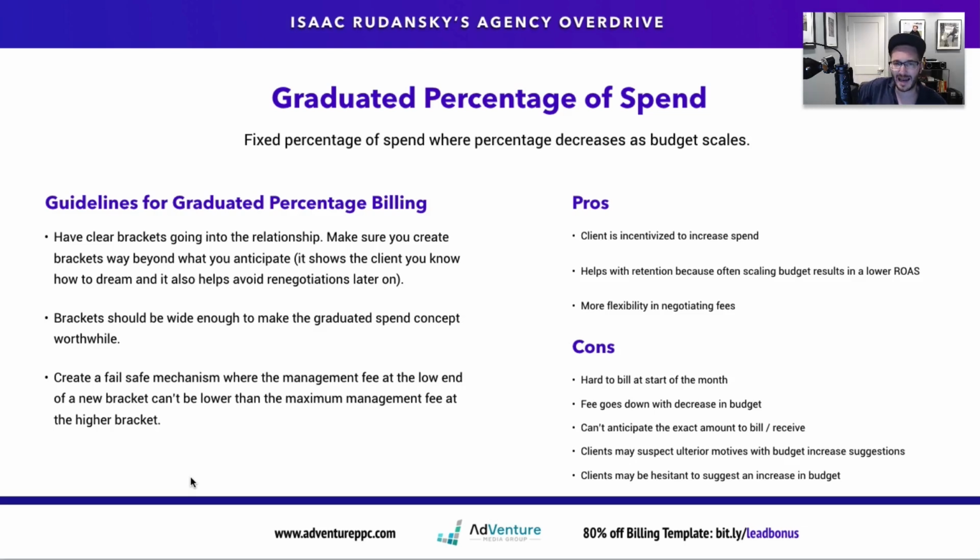Again, some of the downsides of a graduated percentage of spend: it's very hard to bill at the start of the month. The fee goes down with a decrease in budget. That is an actual disadvantage. It's not an obvious one because I do think it helps with retention. Same thing as before, you can't anticipate the exact amount that you're going to receive, and the client can't anticipate the exact amount that they're going to be charged. Again, clients might suspect ulterior motives with budget increase suggestions, and clients may be hesitant to suggest an increase in budget.